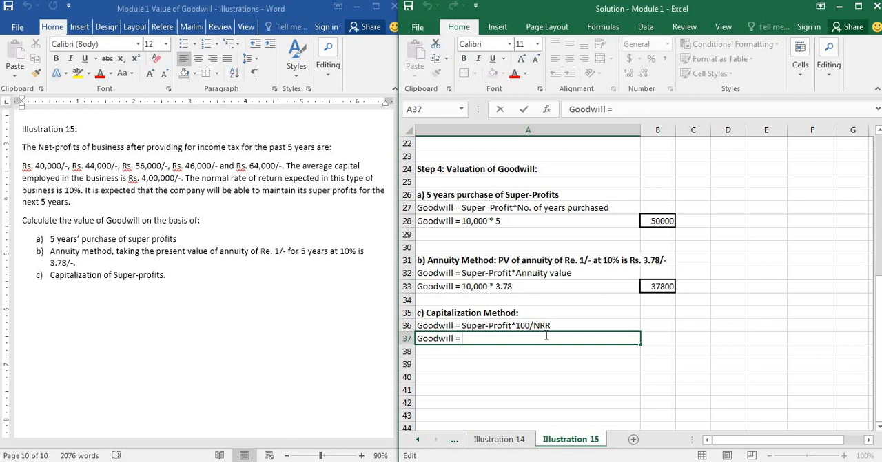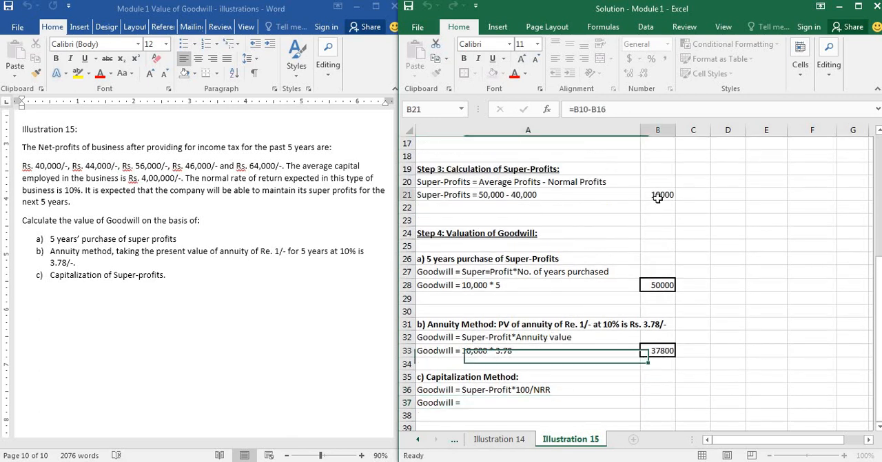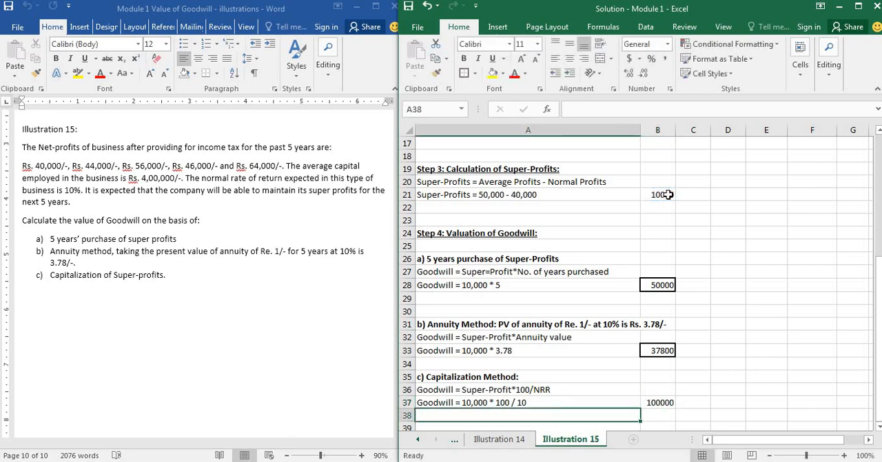And now on the basis of capitalization method, we are supposed to take super profit into 100 divided by NRR. So here it will be 10,000 into 100 divided by normal rate of return, which is 10. Let us do the calculations and see. 10,000 into 100 divided by 10. So we get 1 lakh rupees as the value of goodwill under capitalization method.